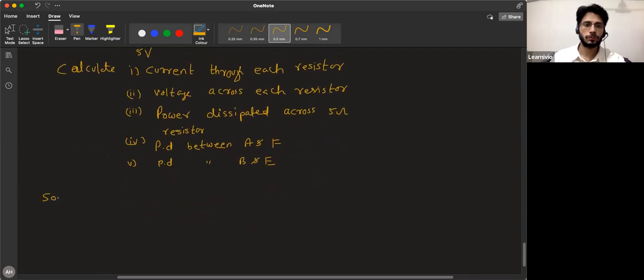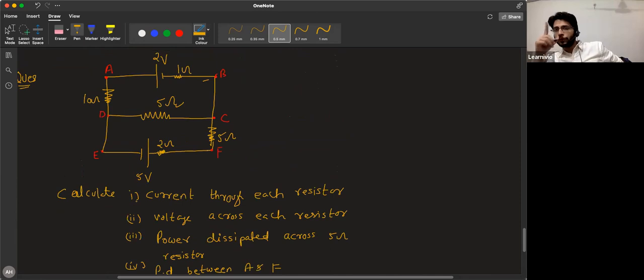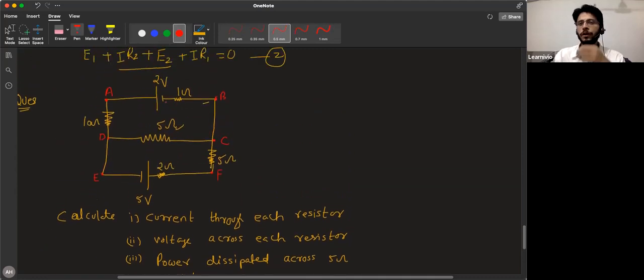Solution. So we'll do it in steps. To solve any circuit using Kirchhoff law, the first step is you take division of current. Step 1 is division of current. Division of current means you have to decide through which cell what current will pass. So you can start from any cell. It's your choice.